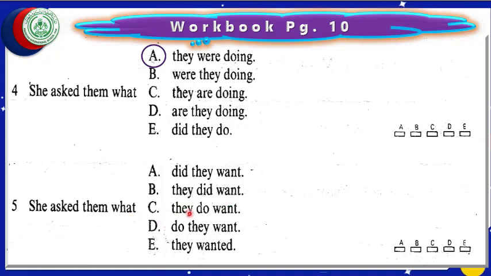She asked them what they do want. She asked them what do they want? No question mark. She asked them what they wanted. This is a positive sentence, not a question. That is why only E is the correct option. It will become she asked them what they wanted. Let us move to the next one.